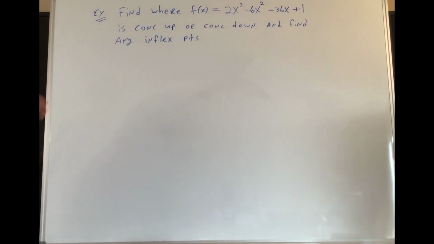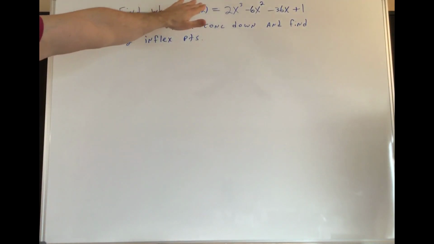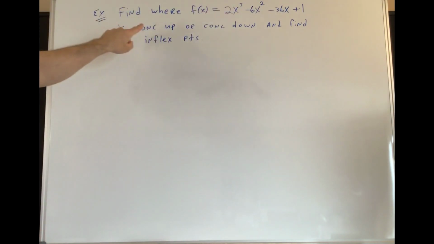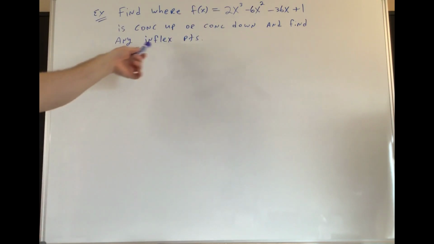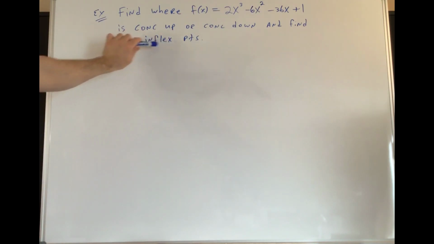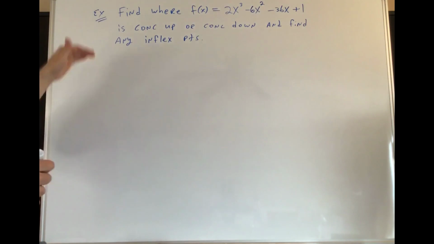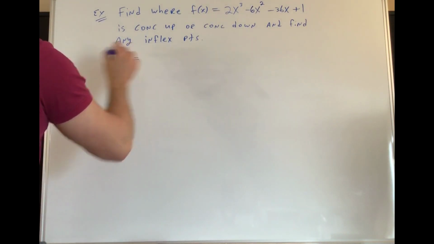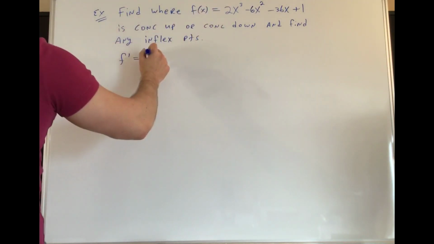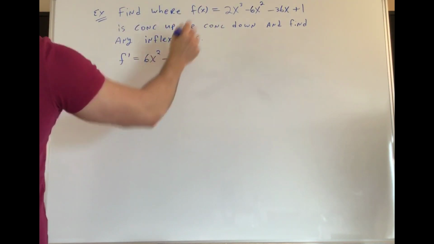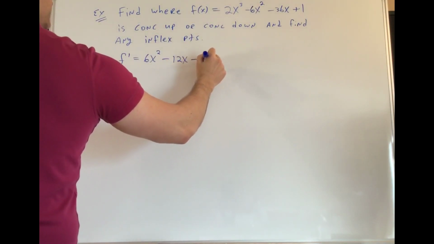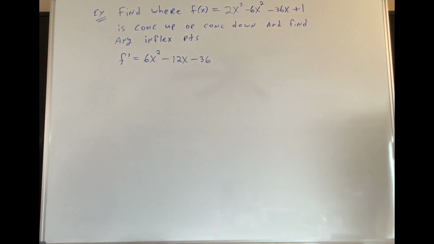Okay, so here's the example that we're going to work. Find where f of x equals 2x cubed minus 6x squared minus 36x plus 1 is concave up or concave down, and find any inflection points. Remember, I abbreviate the word inflection with inflex. So I need the second derivative. So obviously I have to take the first derivative first. Power rule, multiply by the power, subtract 1. Multiply by the power, subtract 1. Derivative of 36x, negative 36x, is negative 36, and the derivative of positive 1 is 0.